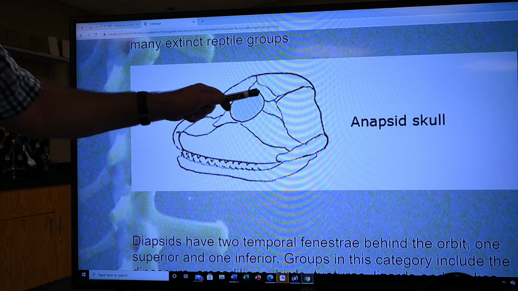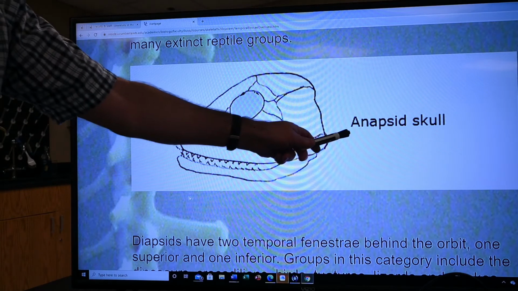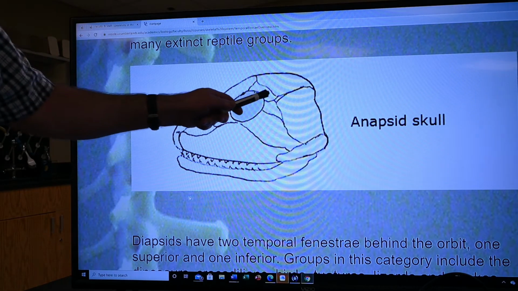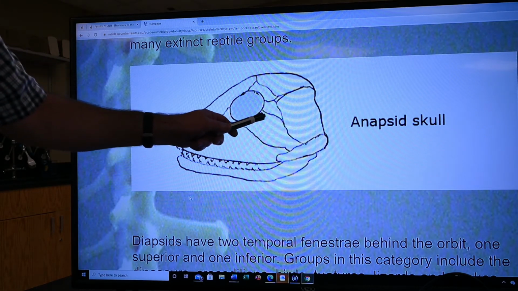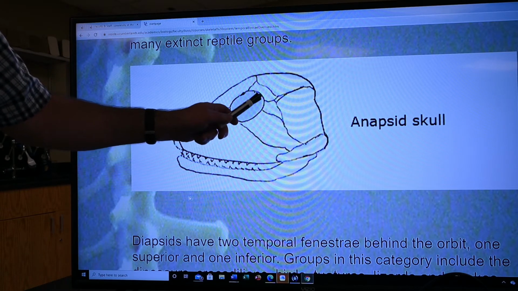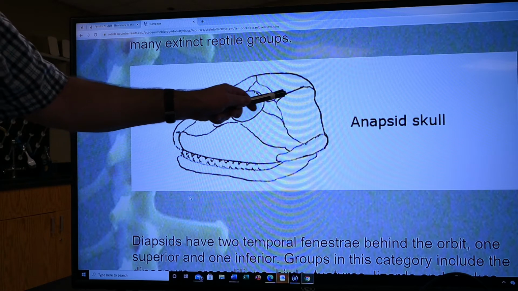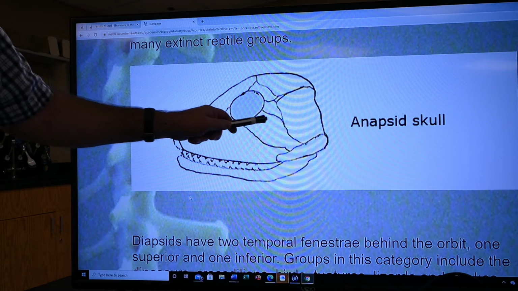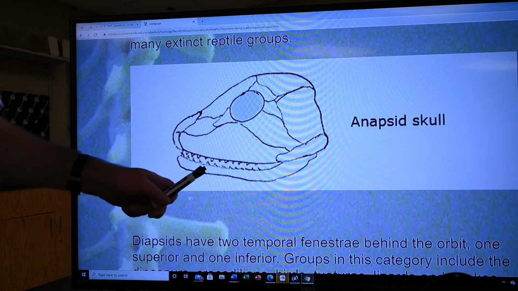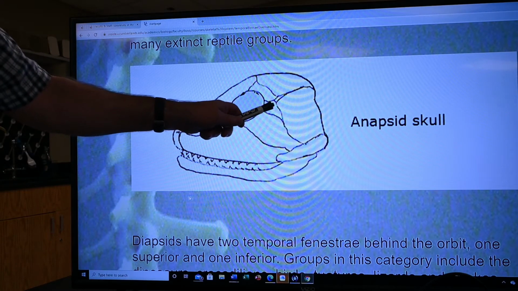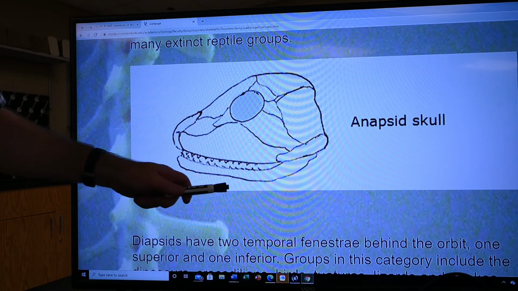Here's your orbit, the eye right here, and in the anapsid skull, there's a lack of post-orbital fenestrae, is what we call them. There could either be a superior one along this suture line or an inferior one down in here. So anyway, it's above or below this post-orbital bone and behind the eye.